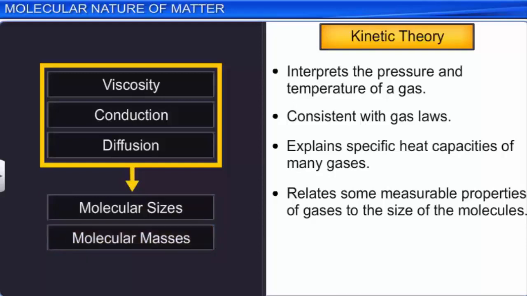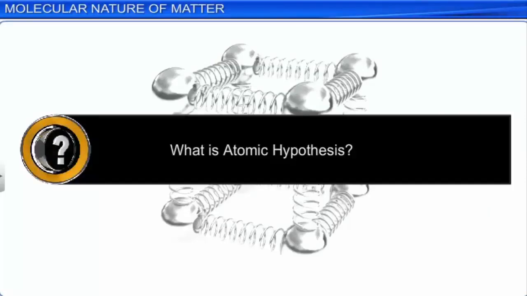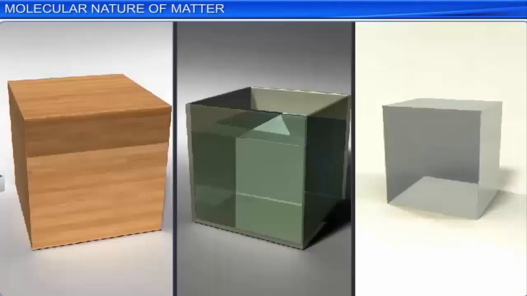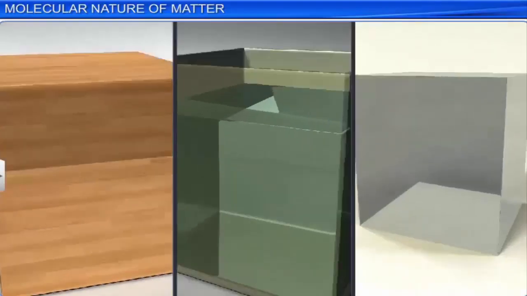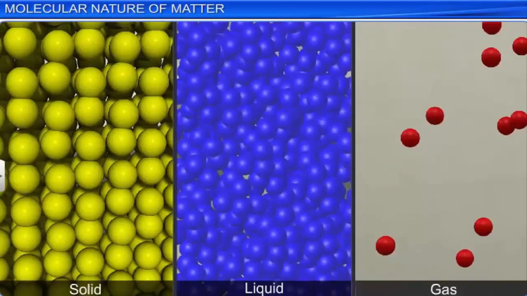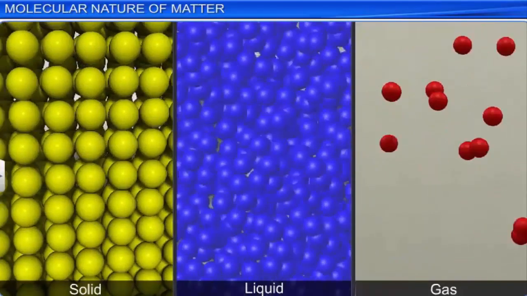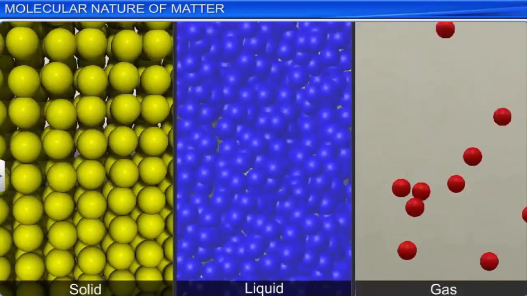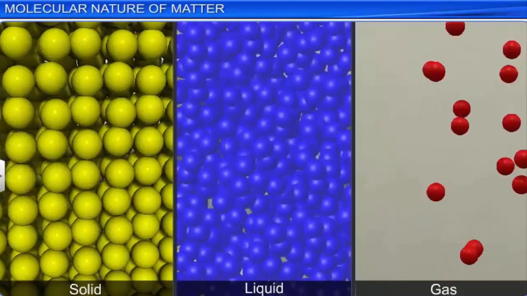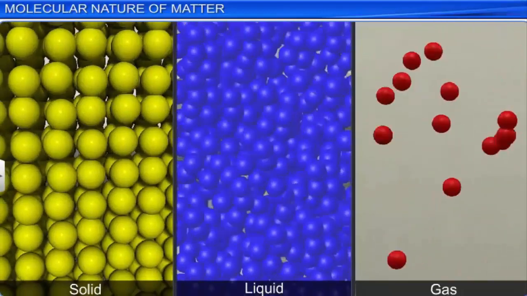The atomic hypothesis is one of the most important theories ever proposed. What is the atomic hypothesis? According to the atomic hypothesis, all things are made up of tiny particles called atoms. These tiny particles move around in continuous or constant motion.